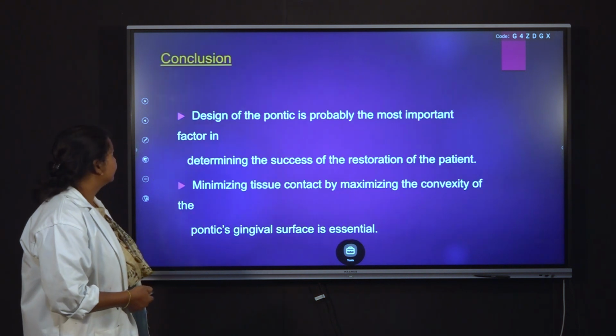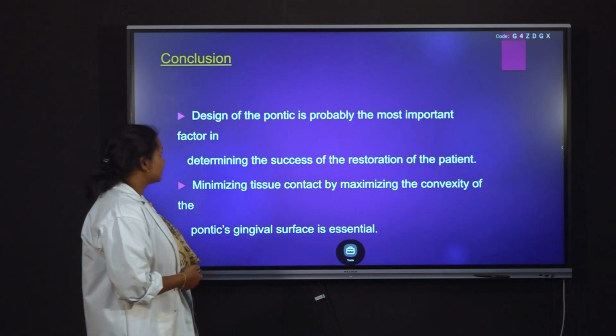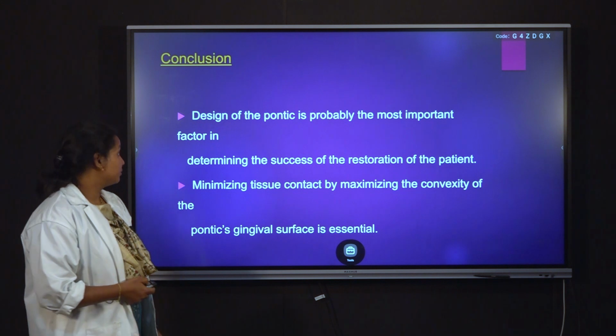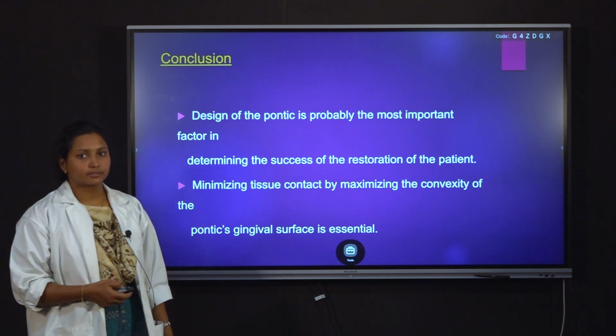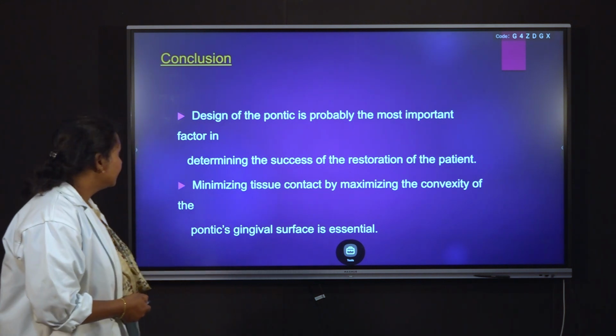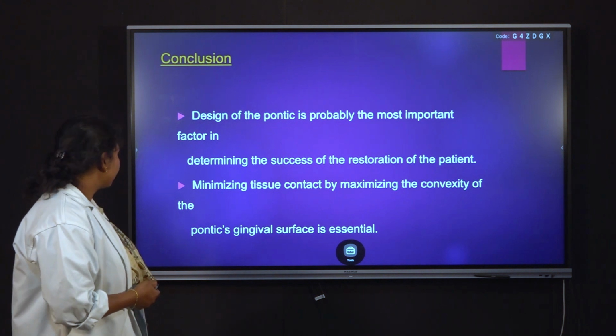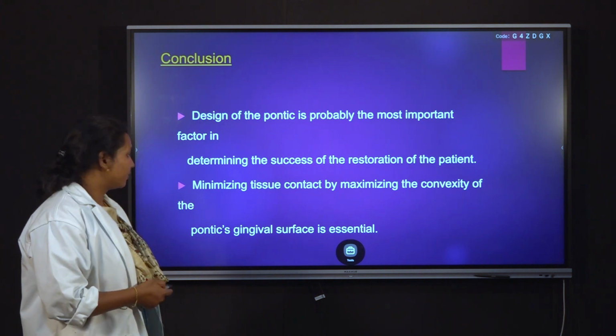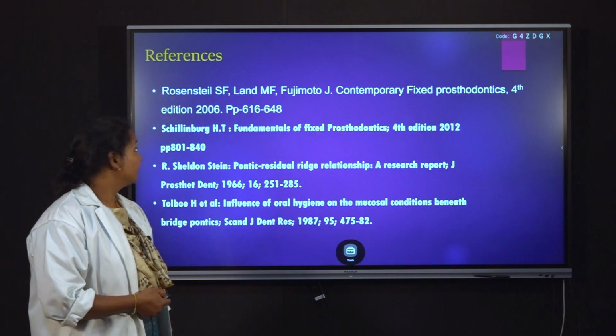And in conclusion, the design of the Pontic is probably the most important factor in determining the success of restoring the patient. Minimizing the tissue contact by maximizing the convexity of the Pontic gingival surface is essential. Thank you.